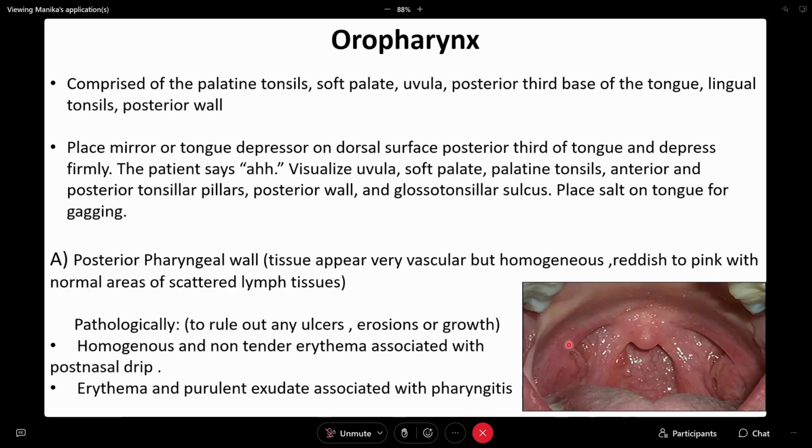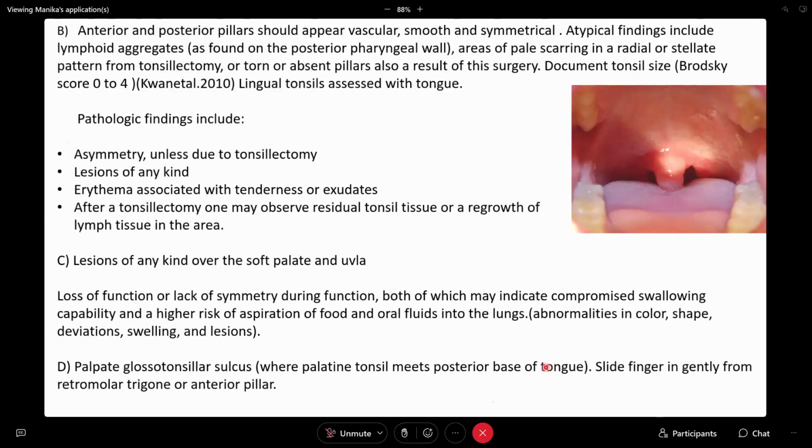So, coming to the tonsillar part, this is the anterior tonsillar pillar. This is the posterior tonsillar pillar, in between which there is a tonsil. So we can say in this present picture, both of the anterior and the posterior tonsillar pillar are normal. And the pathological findings include asymmetry, lesion of any kind, erythema associated with tenderness, and exudates.